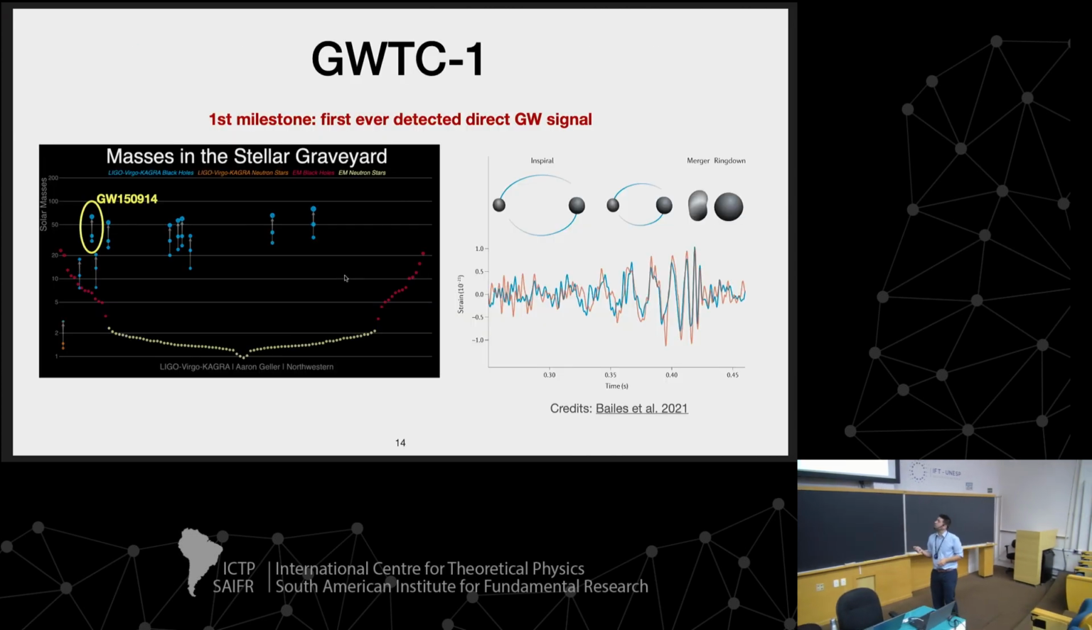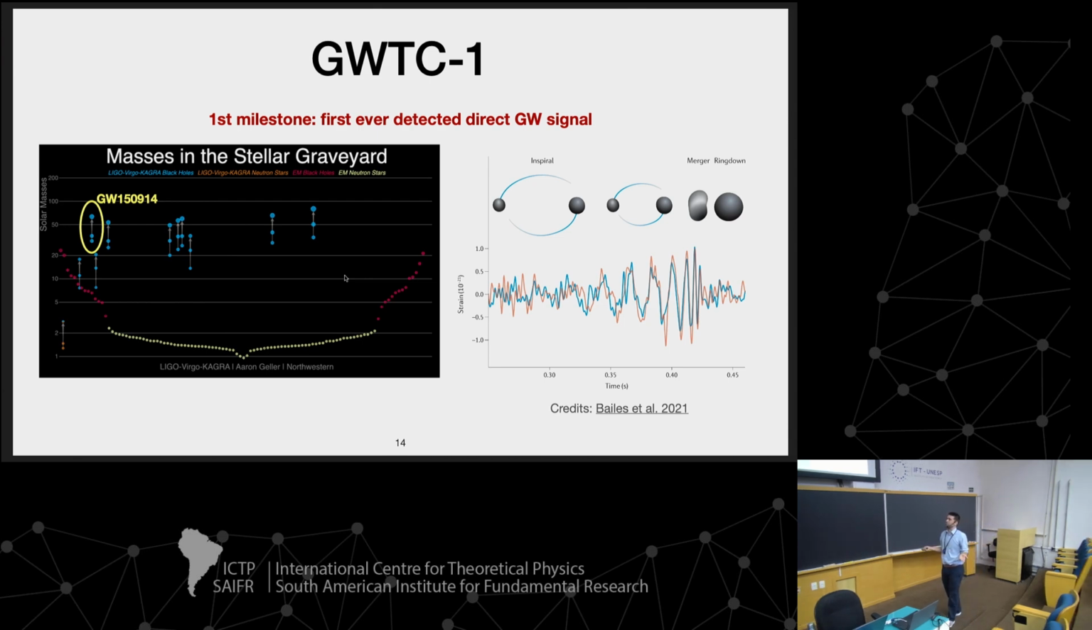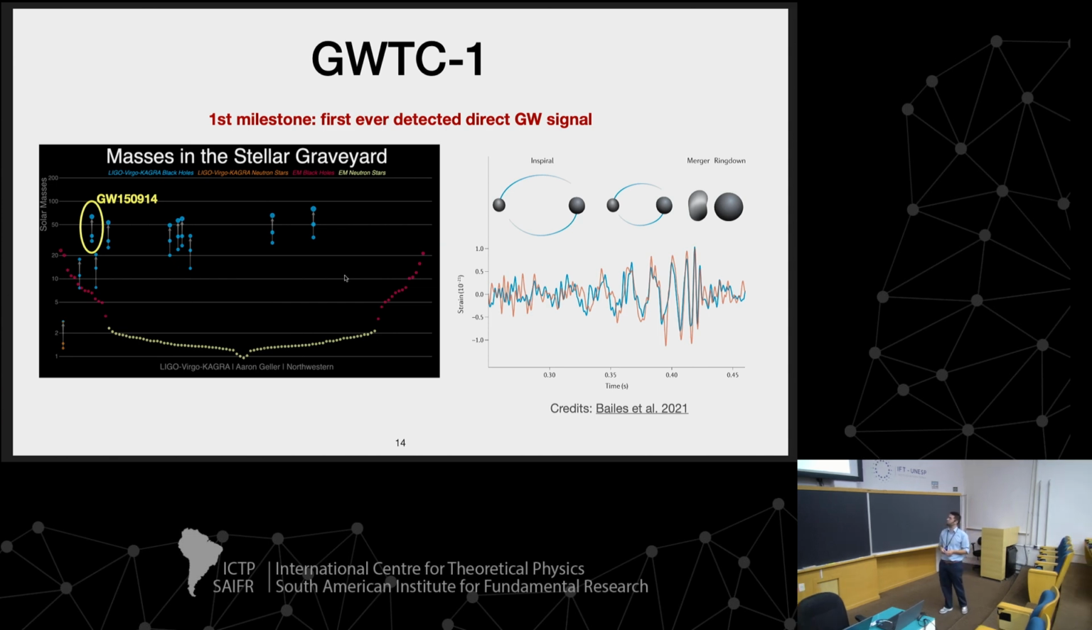Okay, so in the GWTC-1, we have the first, of course, milestone, the first ever detected gravitational wave signal, which is called GW150914. The name of a gravitational wave is year, month, day, so it was 2015, September the 14th. And it's the one that I circled in yellow. These are binary black hole mergers, a typical source that is measured with gravitational waves. And what I'm putting there is the actual gravitational wave signal that was first measured in 2015.